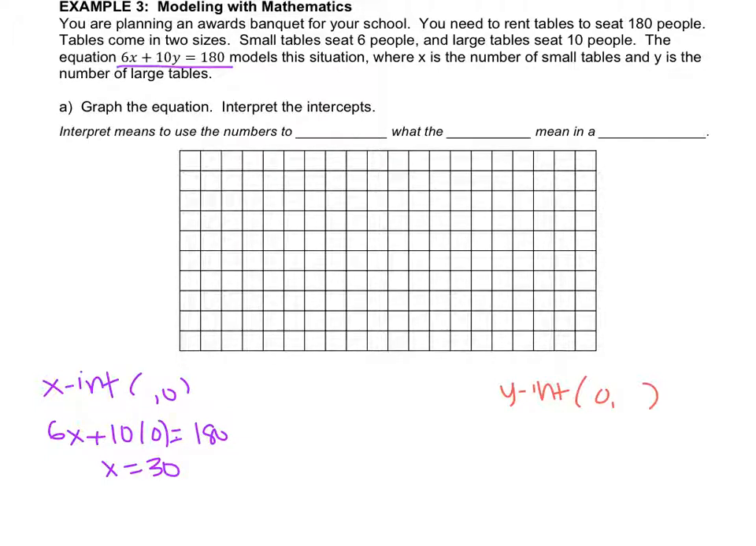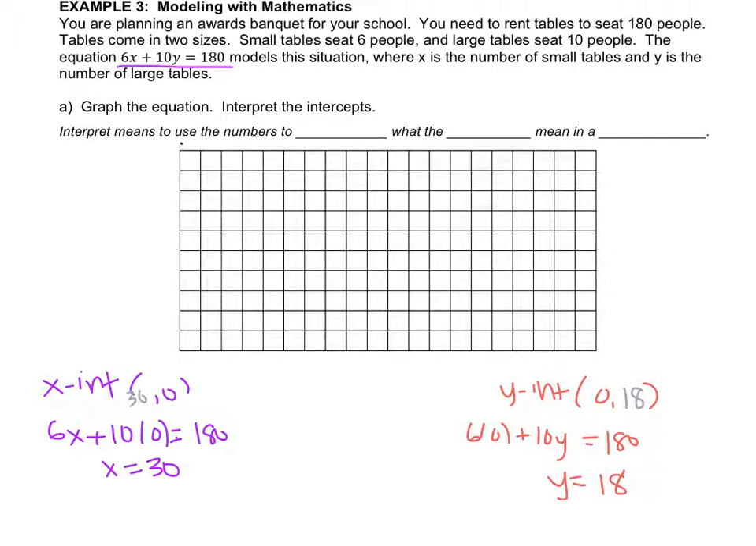Now we go over to the other one, and the y-intercept is where the x value is 0, so it's 6 times 0 plus 10y equals 180. That easy math should be y equals 18. So the 2 points that I'm plotting are (0, 18) and (30, 0). So I have to figure out what my scale should be, because obviously I can't go by ones. So it looks like maybe I can go by twos.